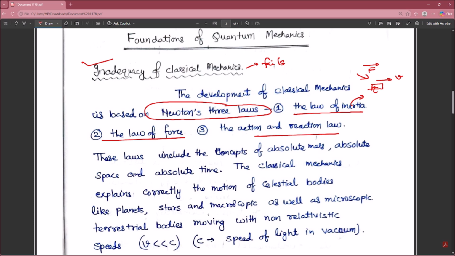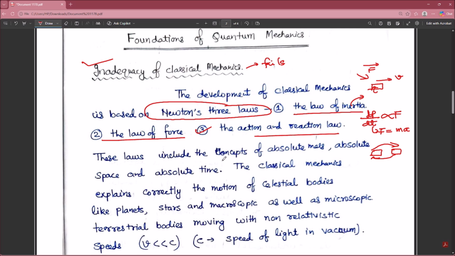The second is the law of force, that is, we know that the rate of change of momentum, dp by dt, is directly proportional to force. After solving this, we will find the famous equation F is equal to ma. And the third one is the action and reaction law. If there are two bodies, if body 1 acts on body 2, then body 2 will also act on body 1. This is called action and reaction force.